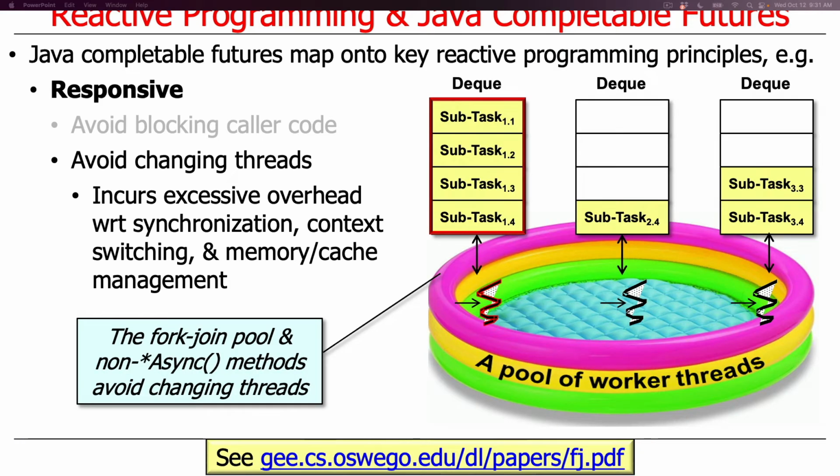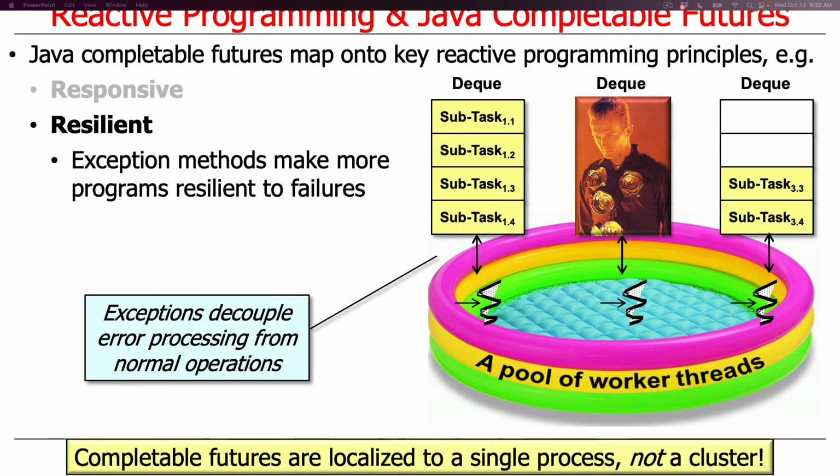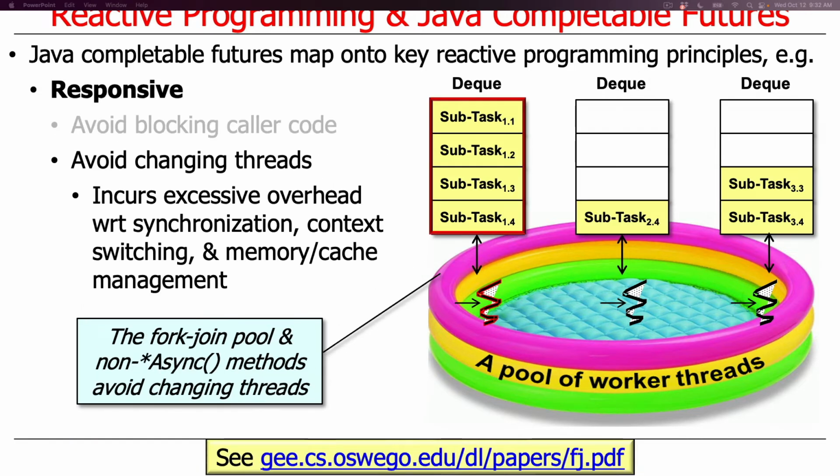Therefore, the fork join pool, and a series of methods that are the non-async methods, we'll see what those are, can be used to avoid changing threads if you don't want to. There are also the async methods, which let you change threads, but you don't have to do it. You can make the decision about whether you change threads or not. Sometimes it's a win, sometimes it's not a win. So that was responsive. We can avoid blocking user code, and we can avoid changing threads.